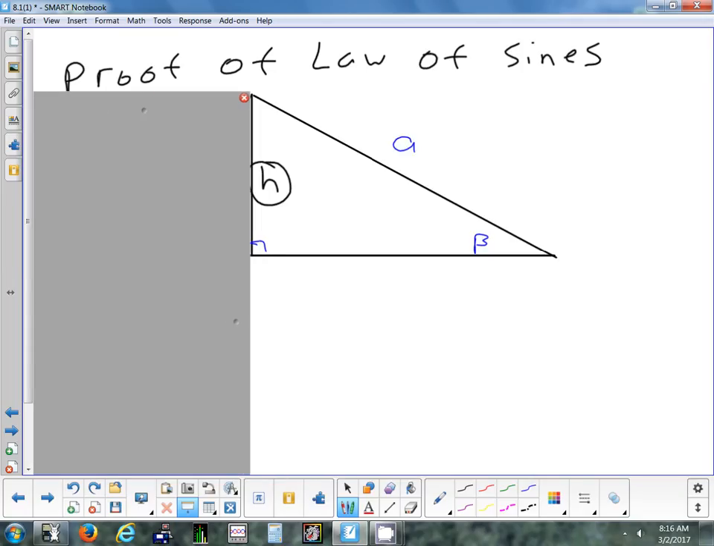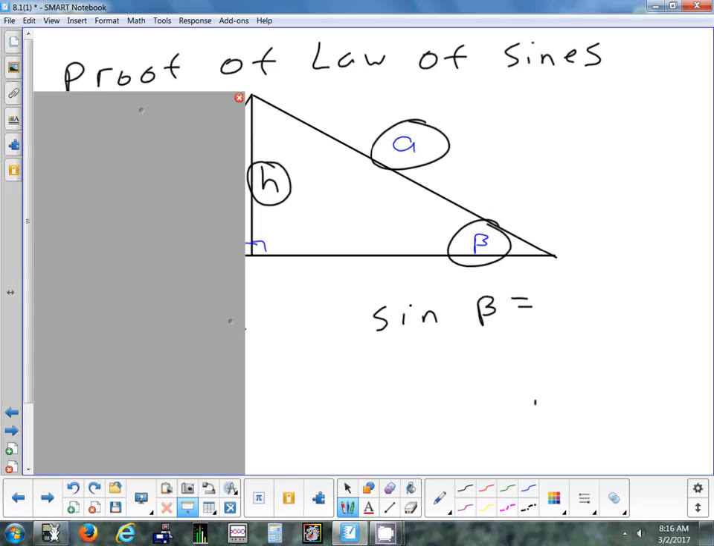So this time I want to use this angle, H and A. What's the name of side H relative to beta? Opposite. And then A is the hypotenuse. So what trig function are we using again? Sine. So my equation would be sine of beta equals H over A.